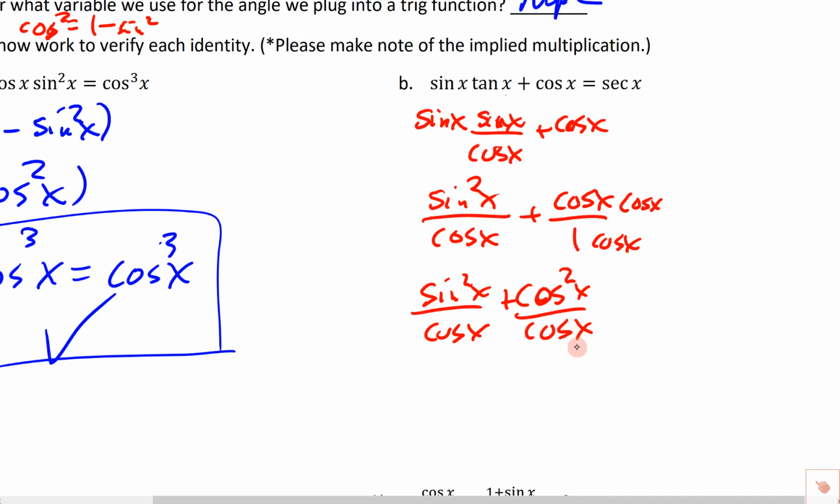and now I can combine those together. So what I have is sine squared x plus cosine squared x over cosine, and I have one tiny thing left to do.